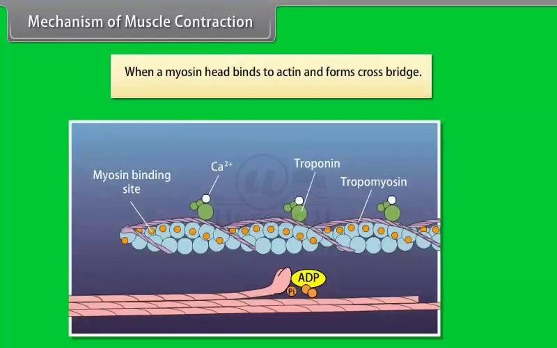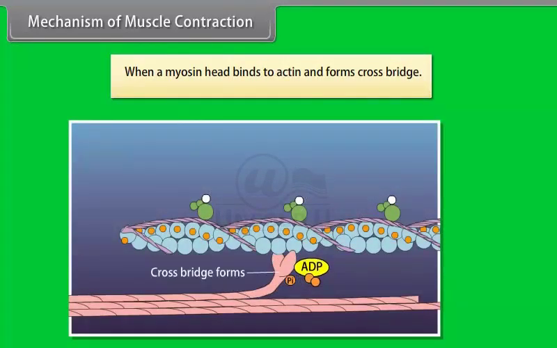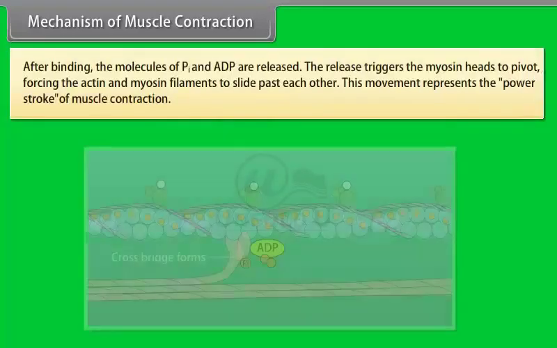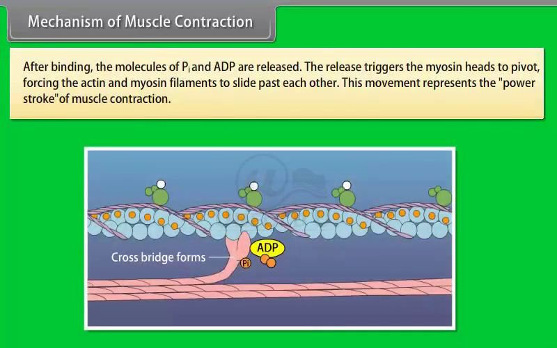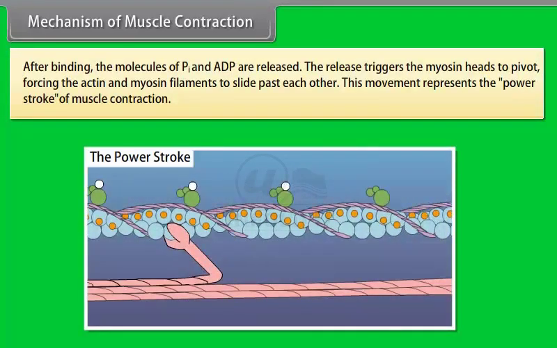A myosin head binds to actin and forms a cross bridge. After binding, the molecules of Pi and ADP are released. The release triggers the myosin heads to pivot, forcing the actin and myosin filaments to slide past each other. This movement represents the power stroke of muscle contraction.